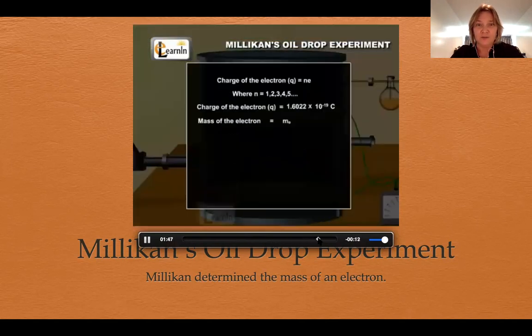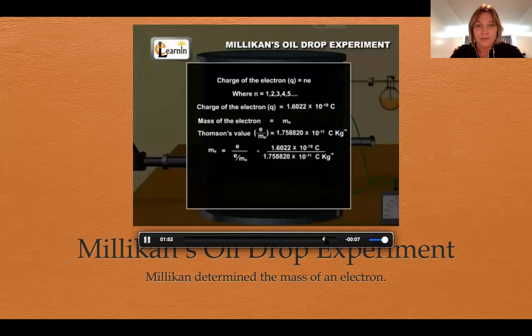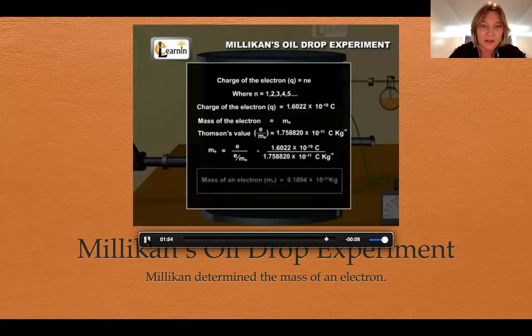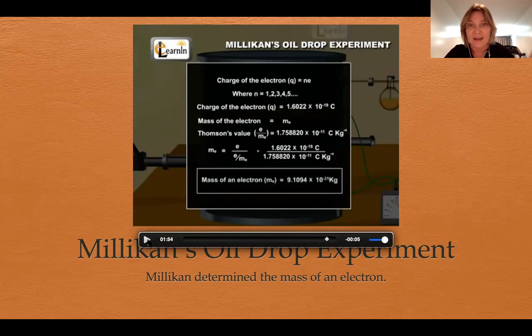and somehow they were able to use a bunch of math. Yeah, see, they're using a bunch of math, and they determined the mass of an electron. So the bottom line is the mass of an electron is 9 times 10 to the minus 31 kilograms. So it's basically almost insignificant.